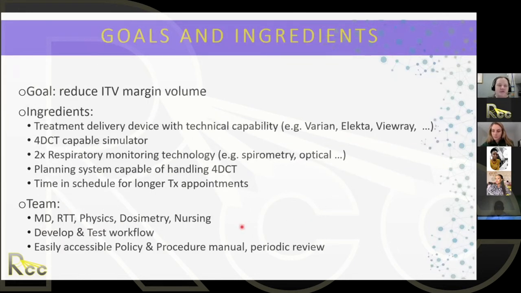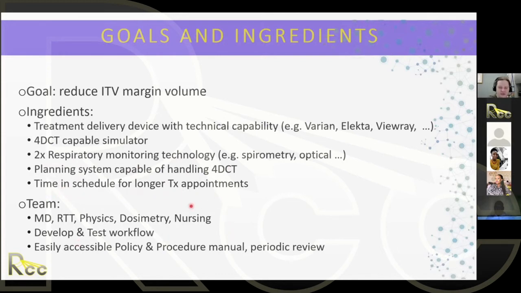So our goal in managing the respiratory motion of the lung, pancreas, and liver is to reduce our ITV margin volume. So what you need is a treatment delivery device that has technical capability to do motion management. You do need a CT scanner that is capable of 4D image acquisition. Actually, most of the CT scanners that were produced in the last 10 years have that available. You need 2 instances of respiratory motion technology, because you need one in your CT simulator and a matching one on your Linac. You also need a planning system capable of handling 4D CT. Again, most planning systems in the last 10 years have added that. And you also need time in your schedule for longer treatment appointments.